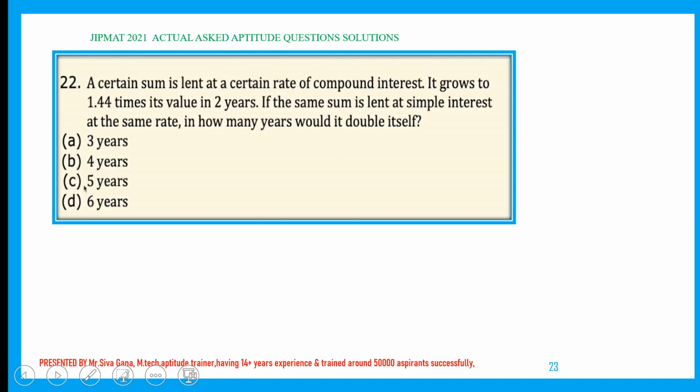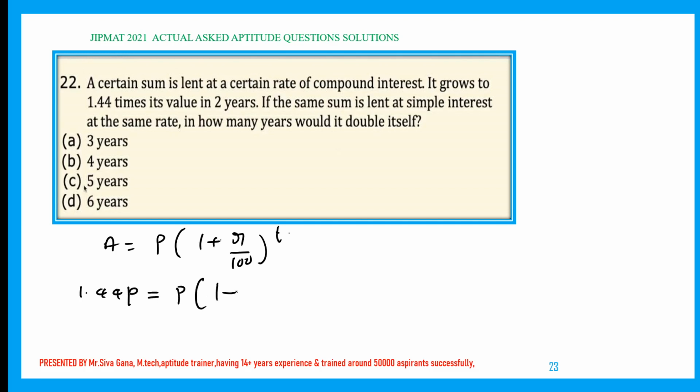A certain sum is lent at the rate of compound. In case of compound interest, amount is equal to principal into 1 plus r by 100 whole power t. 1.44 times of its value, which means 1.44 times of its principal. 1 plus r by 100 happened in how many years? 2 years. If we take the square root, P gets cancelled, this is 1.2 equal to 1 plus r by 100. So 1.2 minus 1, that is 0.2 into 100. Rate of interest is 20%.